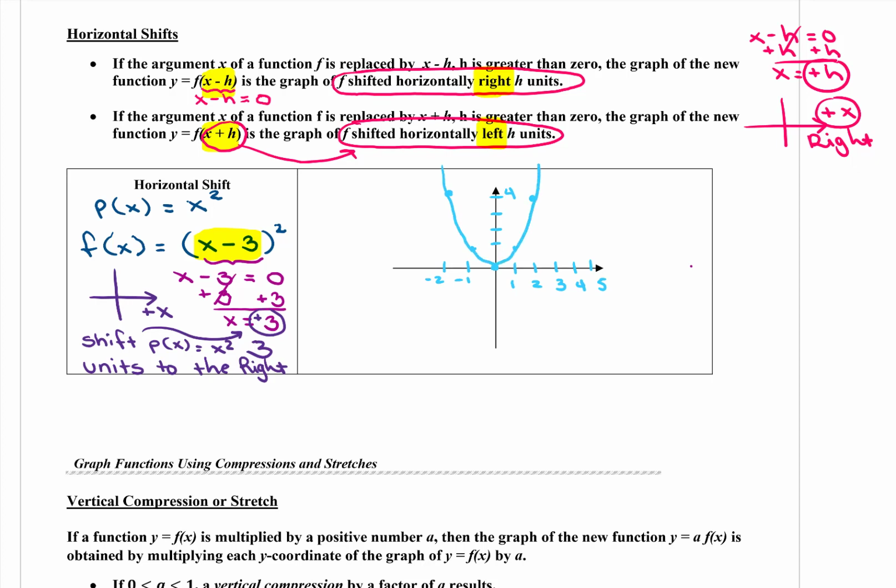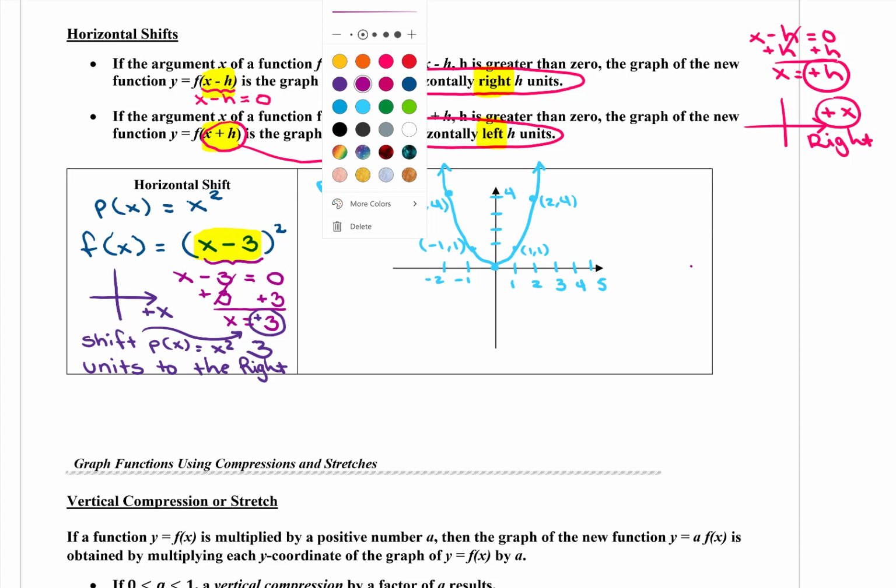Remember, we go over 1, up 1, over 2, up 4. That's the pattern, all right? Why is that? Because we're squaring those x values. So when you square 1, you get 1. When you square 2, you get 4. That's why we're going up 4 when you go over 2. Let's go ahead and label these points.